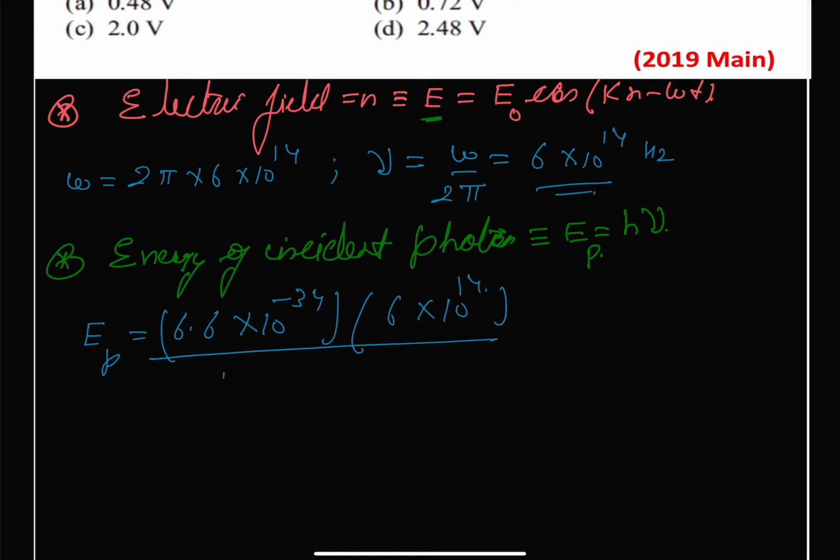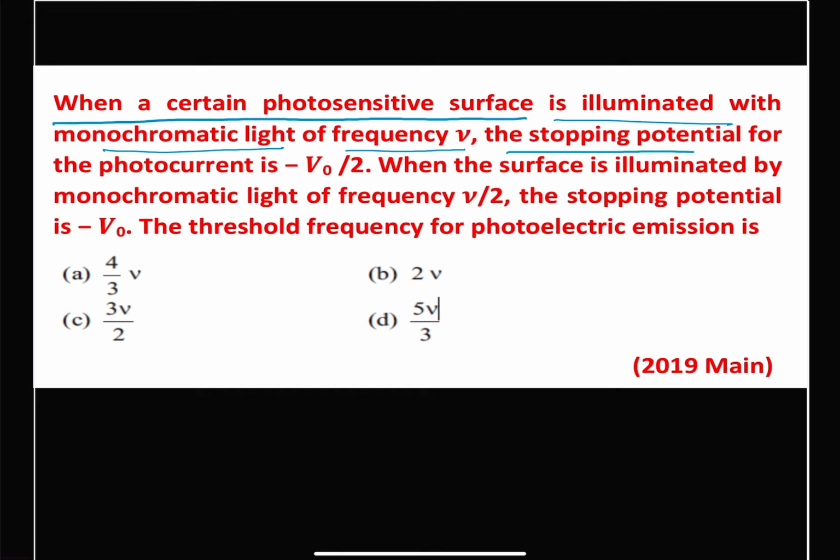Next question. We are given that when a certain photosensitive surface is illuminated with a monochromatic light of frequency nu, the stopping potential for the photocurrent is minus V naught by 2. When the surface is illuminated by a monochromatic light of frequency nu by 2, the stopping potential is minus V naught. The threshold frequency of the photoelectric emission is. So we are given two frequencies, nu and nu by 2, and their corresponding stopping potentials.